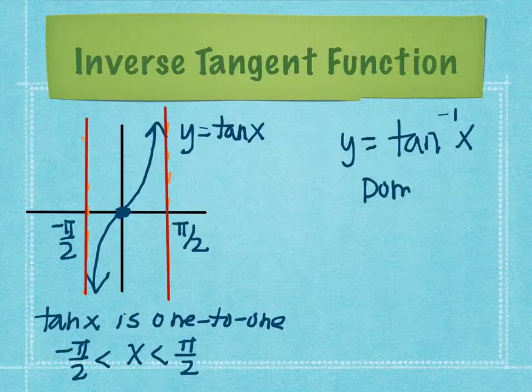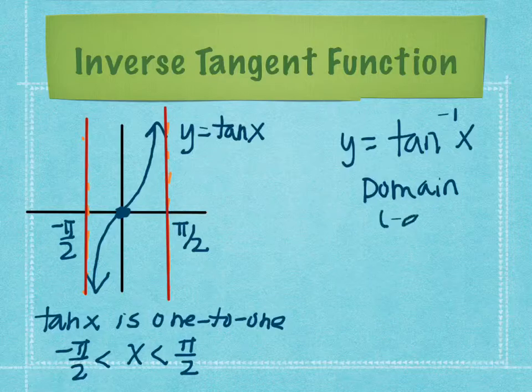Let's start with domain. The domain for inverse tangent is the range for tangent. What is the range on this tangent graph? You got it. Negative infinity to infinity. Or you can say all real numbers, right? We did that before too. That would be fine. Some of you like that notation.